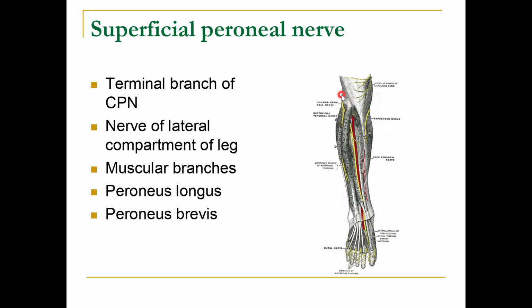Coming to the superficial peroneal nerve, it's a terminal branch of the common peroneal nerve. It's a nerve of the lateral compartment, also called the peroneal compartment. Mainly it supplies the peroneus longus and peroneus brevis and it continues as the cutaneous nerve of the leg. This superficial peroneal nerve can be compared with the musculocutaneous nerve of the upper limb. After supplying the muscles, it continues as the lateral cutaneous nerve of the leg.